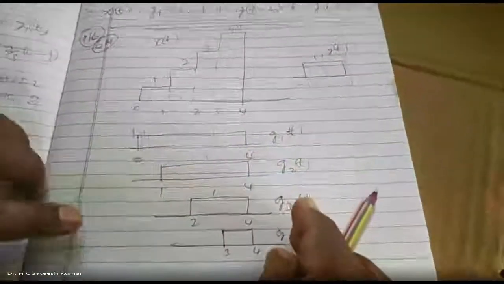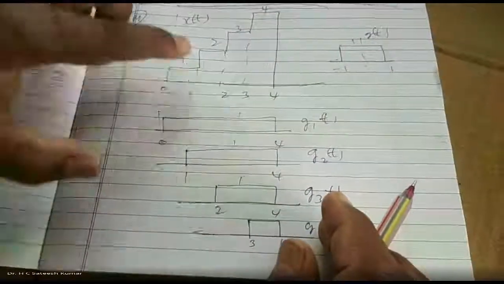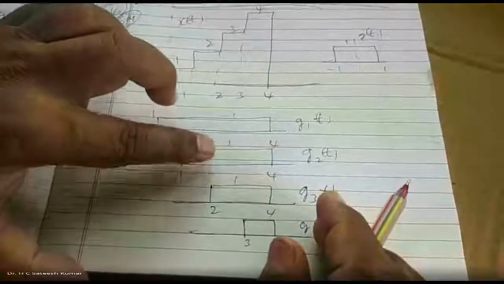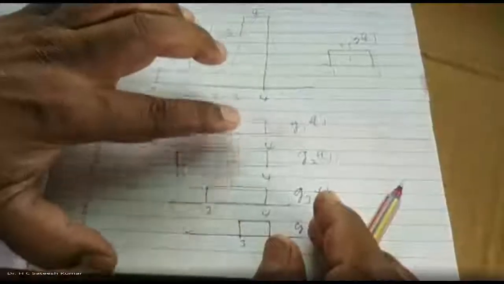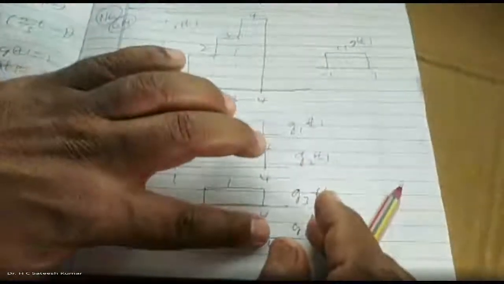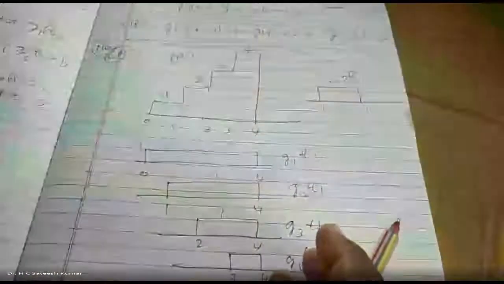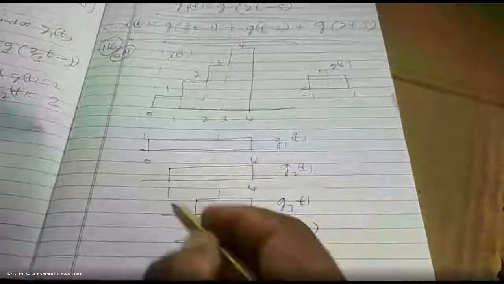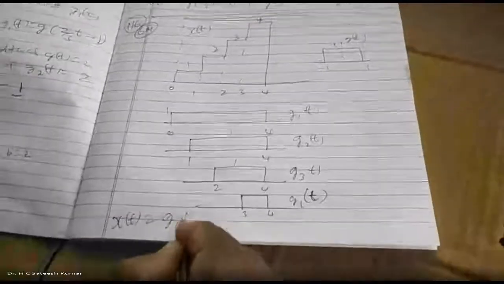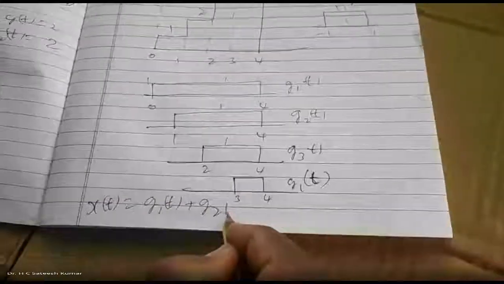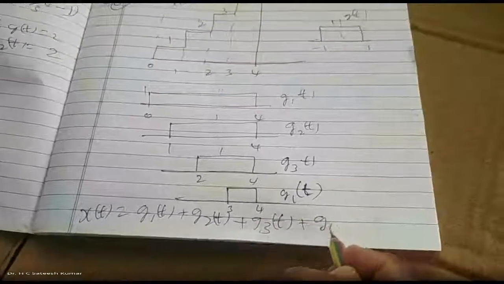See, add all of them. 0 plus 0 plus 0 plus 1 is 1. 0 plus 0 plus 1 plus 1 is 2. Next, 0 plus 1 plus 1 plus 1 is 3. 1 plus 1 plus 1 plus 1, 4. So what can you understand from this? x of t can be represented as g1 of t plus g2 of t plus g3 of t plus g4 of t.